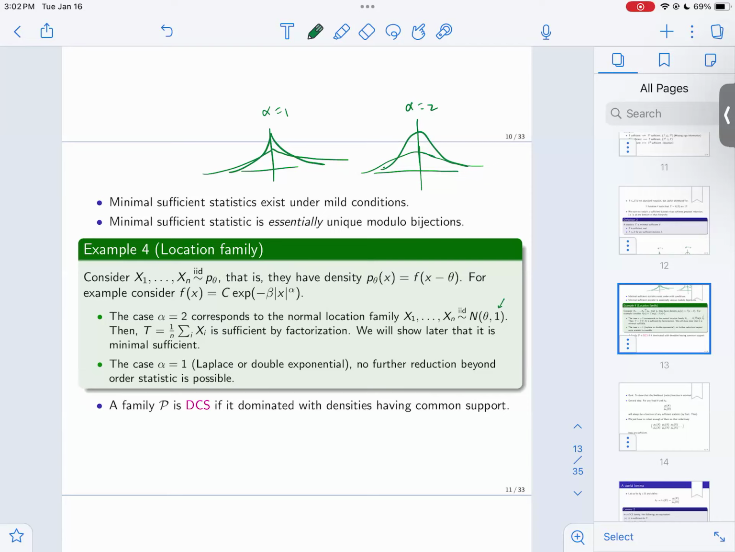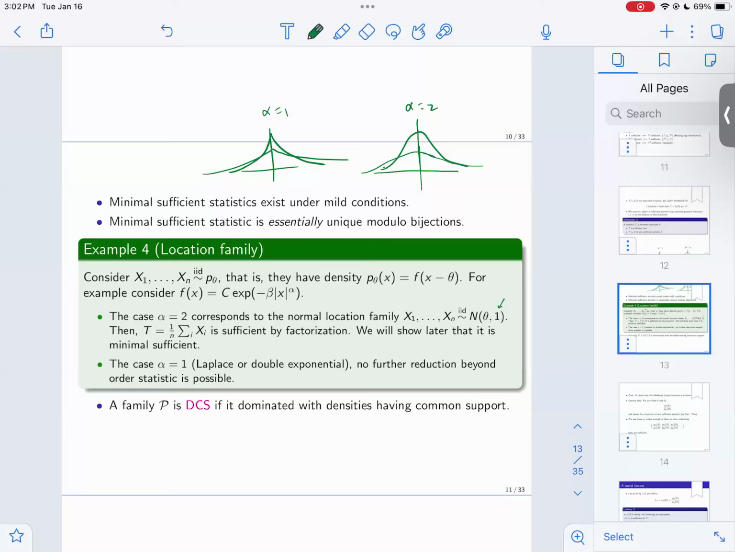Any questions? I was wondering if the mean is always sufficient for a location family, or do we have a counterexample? This is the counterexample. Right. So it's a general location family. In the normal case, it's sufficient. In the Laplace case, it's not. Just in time for the counterexample. Right. So, any other questions?